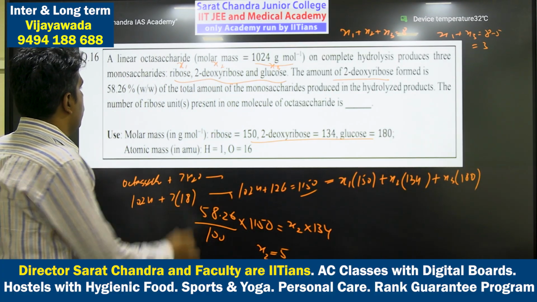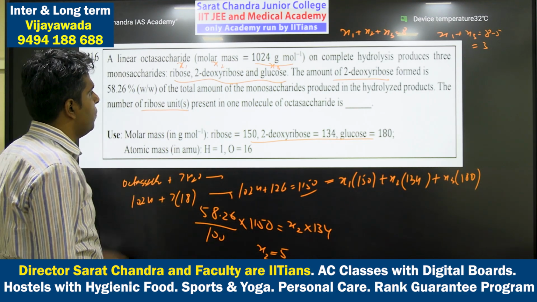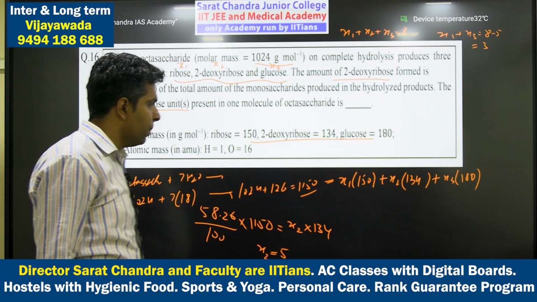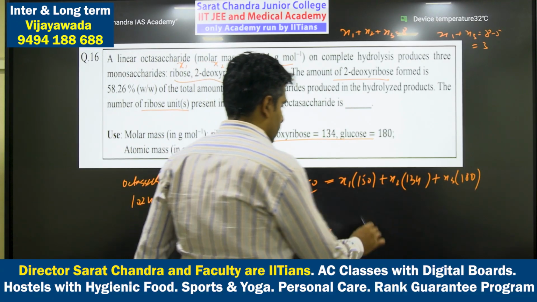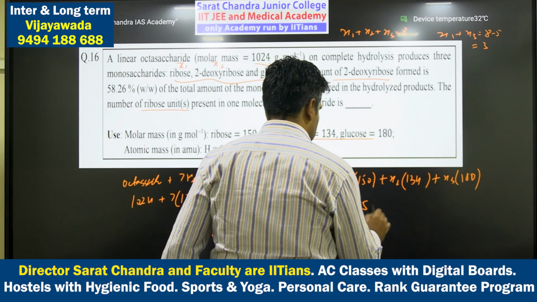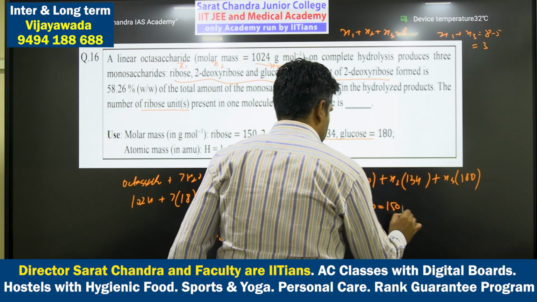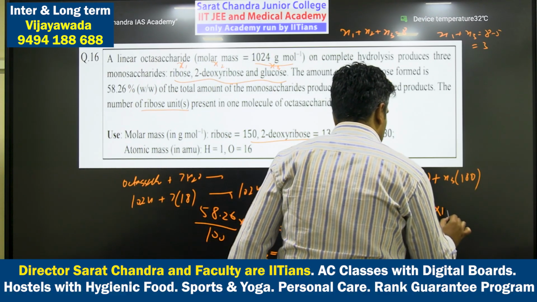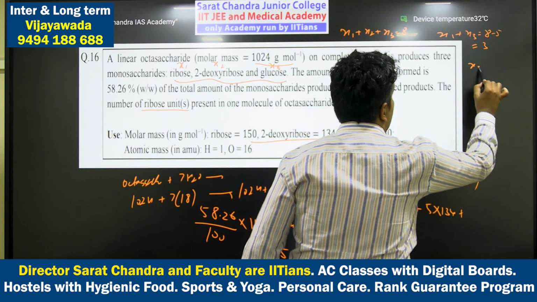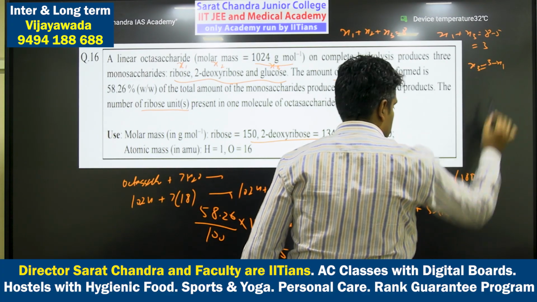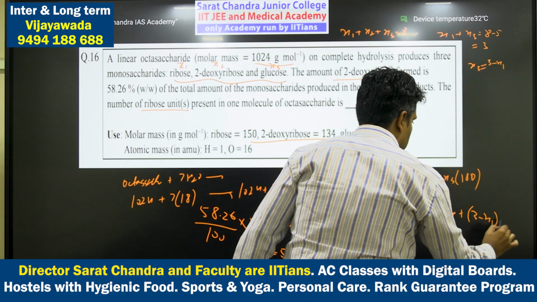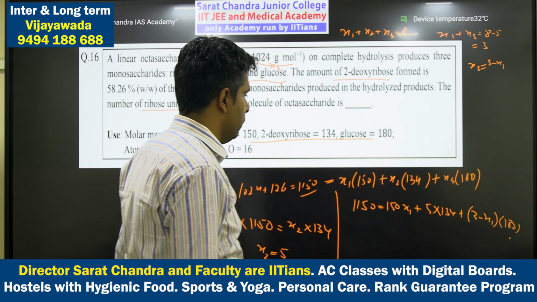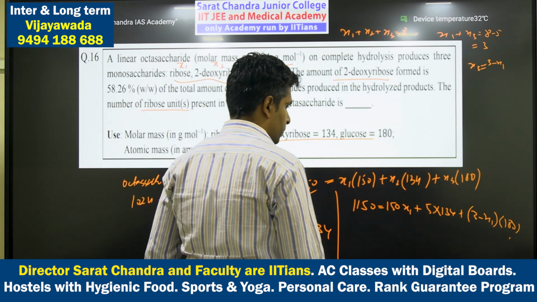Now the number of ribose units present in one molecule. Basically you have to find the value of X1. Over here we can directly put 1150 is equal to 150 into X1, which we have to find out, plus 5 into 134, since X2 is 5, and for X3 I am writing 3 minus X1, so 3 minus X1 into 180. On solving this, you can find the value of X1. So let us solve this.